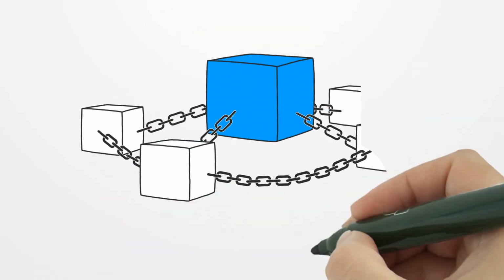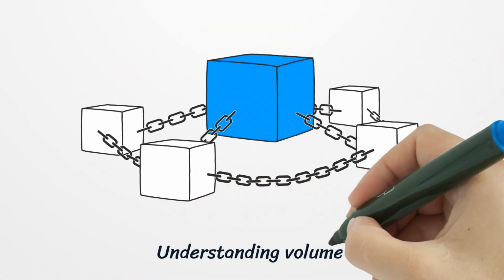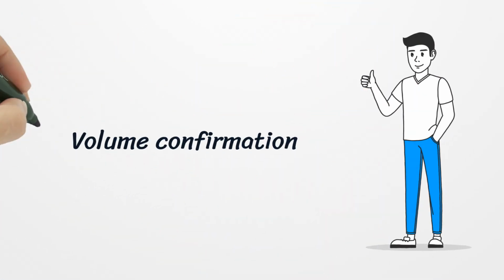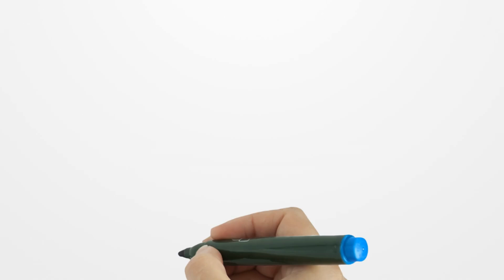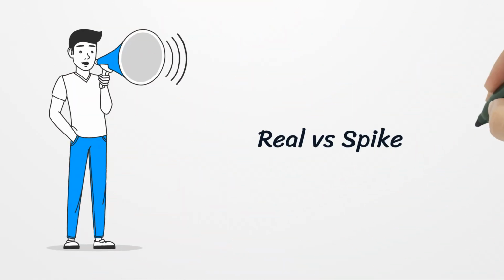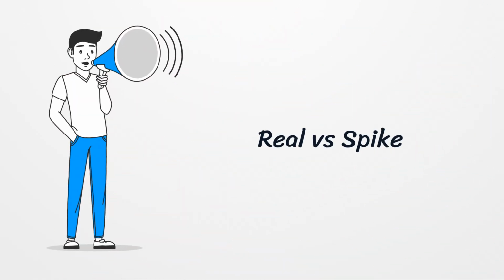Another helpful part of the chart is volume, how much Bitcoin is being traded. High volume often confirms a price move. For example, if Bitcoin breaks above resistance on high volume, that's a stronger signal than if volume is low. Volume can tell you if a move is real or just a quick spike.